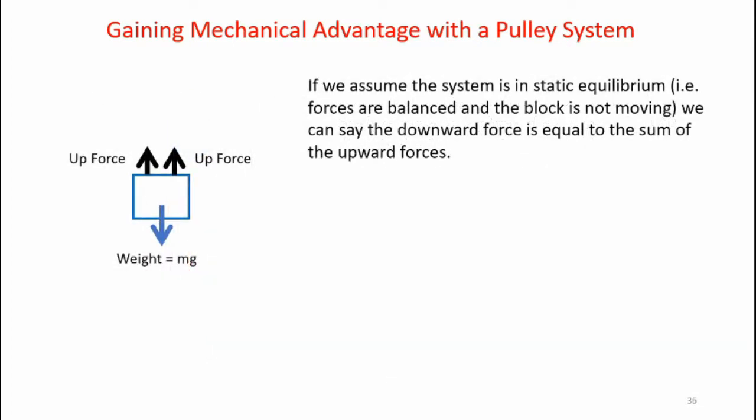Now, if we assume the system is in static equilibrium, i.e. the forces are balanced and the block is not moving, we can say the downward force is equal to the sum of the upward forces. So we have downward forces equal to upward forces.